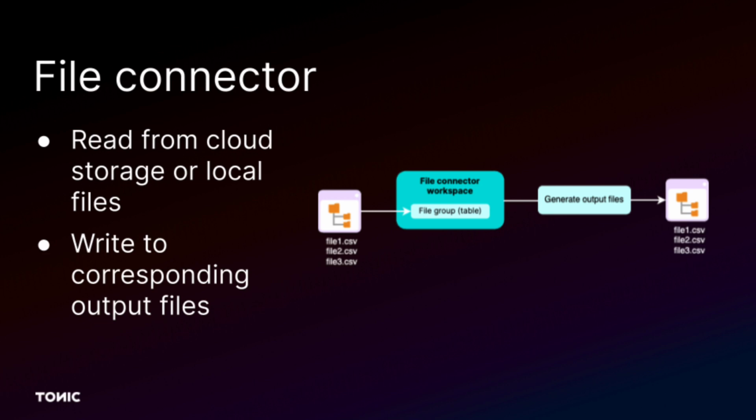With the file connector, the source data comes from files such as CSV, XML, or JSON files that you select from cloud storage or from a local file system. Tonic writes the transformed data to corresponding output files.